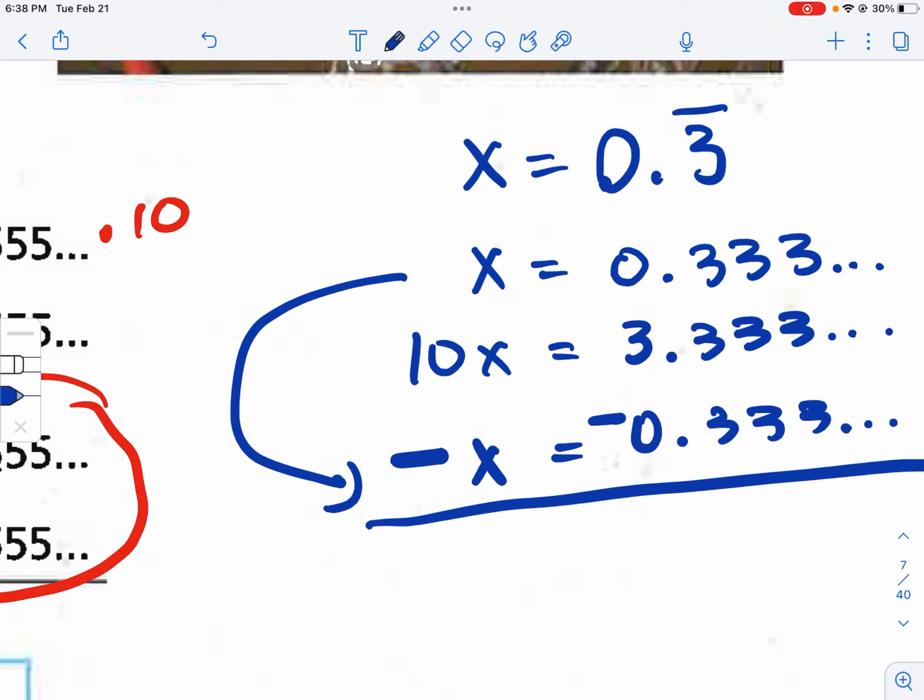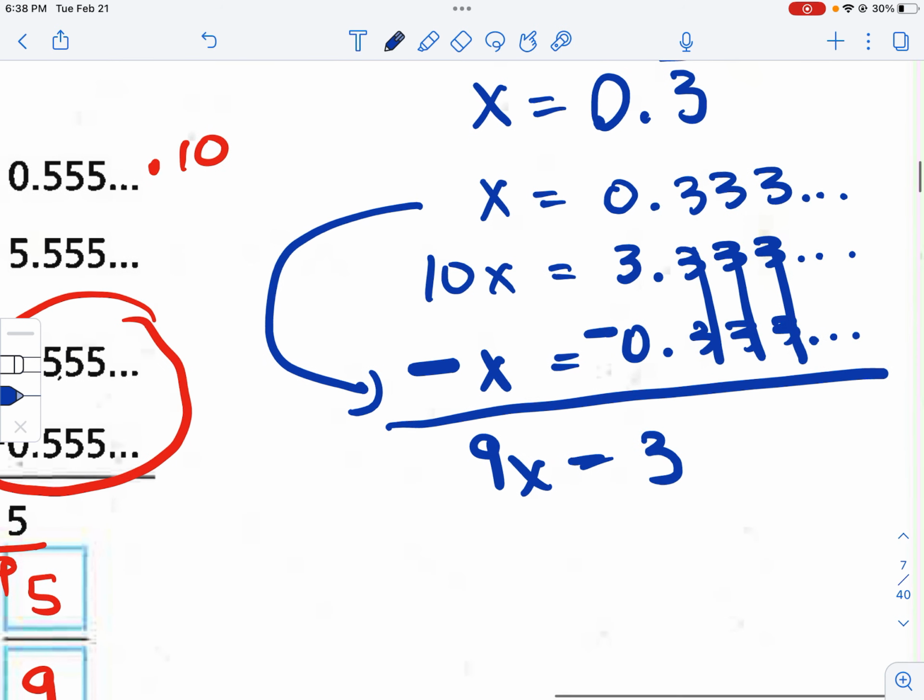We just did systems of equations. We're subtracting. So 10x minus x will get me 9x. Those threes cancel, and I'm left with a plain old 3. I divide by 9 on both sides, and I get x equals 1/3 because I need to simplify my fraction.